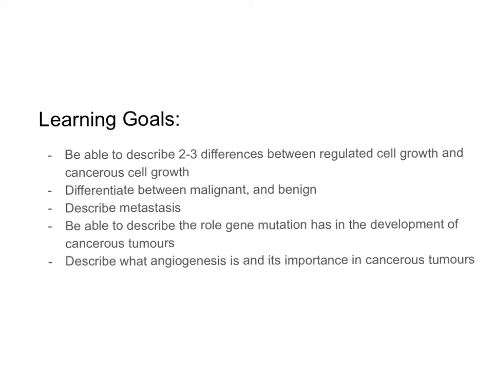Being able to differentiate between terms like malignant and benign, be able to describe what metastasis is, or to metastasize. You should be able to describe the role that gene mutation has on these cancerous cells. And finally, what is angiogenesis and its importance to cancerous tumors? So those are a few things that you should take out of this lesson.